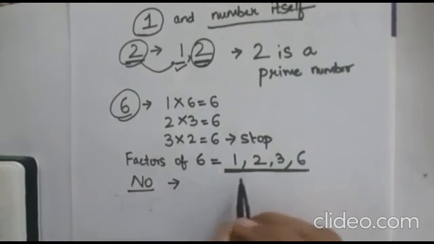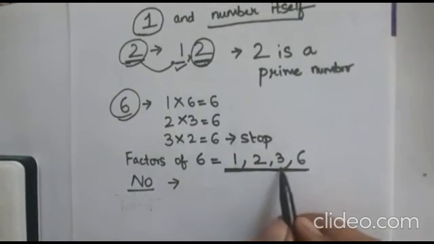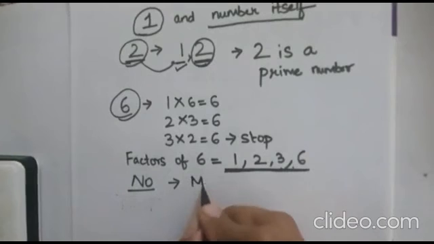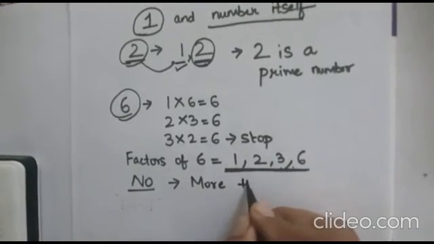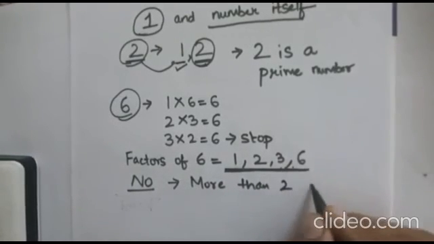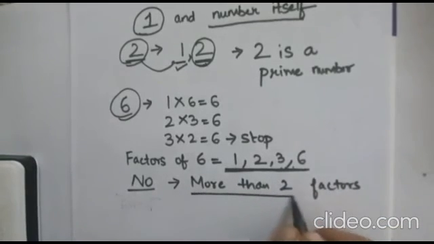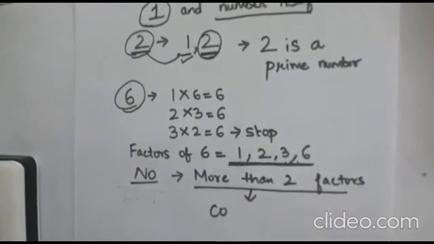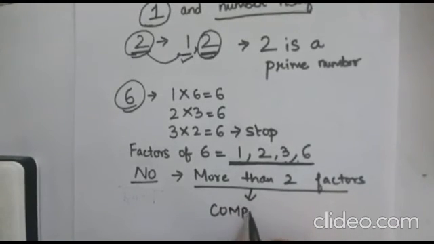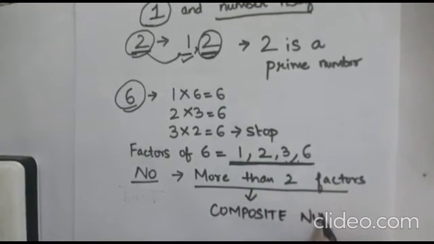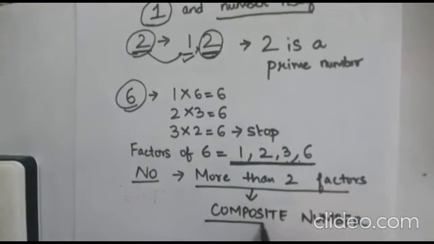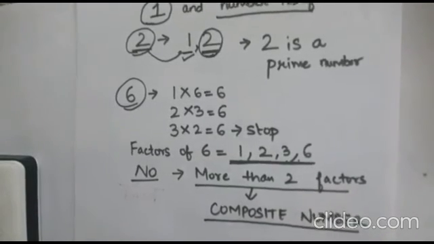So a number which has more than 2 factors, that number is called a composite number. Composite number. Clear? Clear, children?